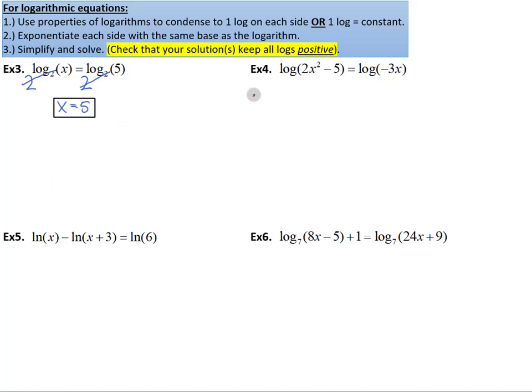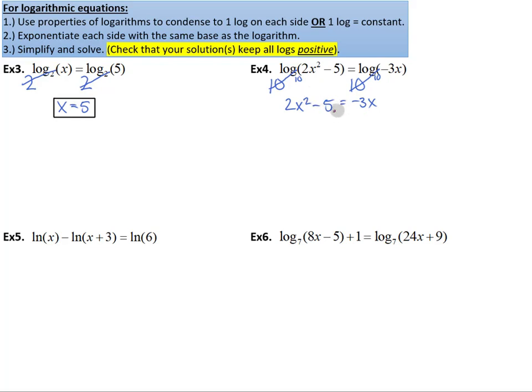Okay, let's try number 4. Once again, we have one logarithm on each side, so that's perfect. We don't need to condense down, and we don't have to use the log equals a constant approach. This time, though, our base is base 10. It is the common logarithm. So when we exponentiate, we want to use 10 as our base here. So we're now writing 10 as our base, and these are our exponents on our base of 10. So here, these will cancel out, and we get 2x squared minus 5 equals, these will cancel out, negative 3x.